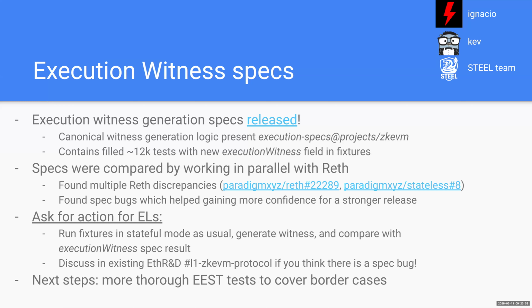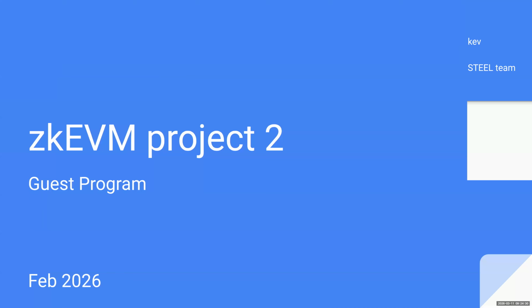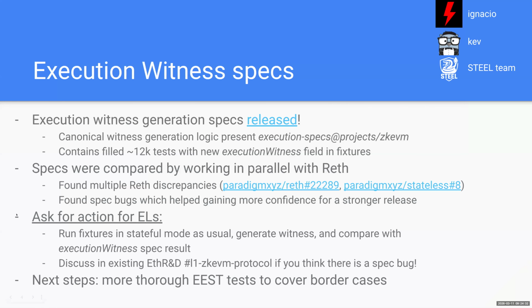Of course, since this is the first release, there might be cases where there might be bugs in the specs. So if you have any questions or you think that is the case, please contact some of us in the Discord server. So the next steps regarding this are basically to start creating more tests for the execution witness border cases, so we can keep hardening the implementation. And yeah, that's mostly it. I don't know if there's any question.